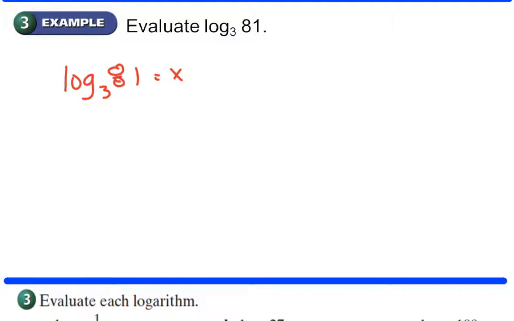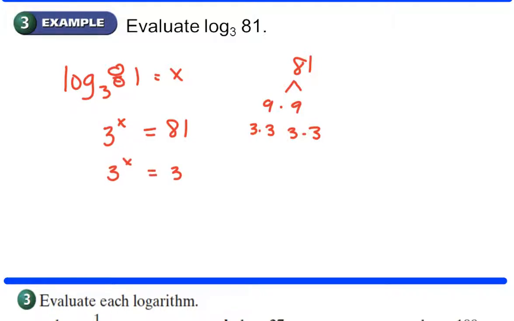So we know that's going to be 3 to the x equals 81. Well, I know 81 is 9 times 9, which is the same as 3 to the fourth power. So we have 3 to the x is equal to 3 to the fourth. So therefore x equals 4.